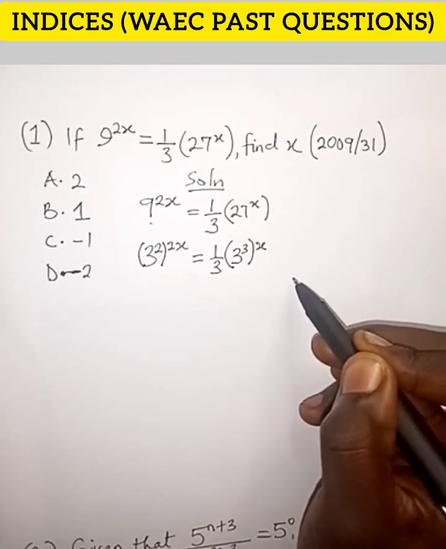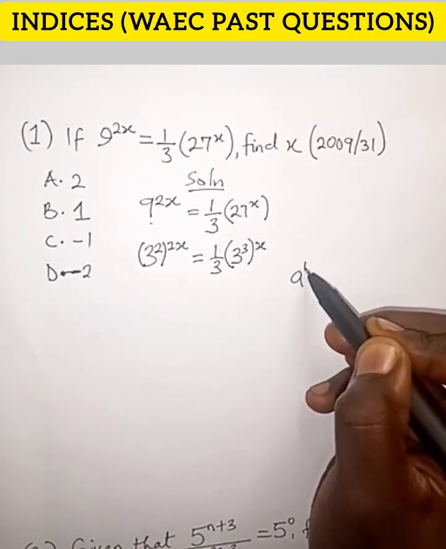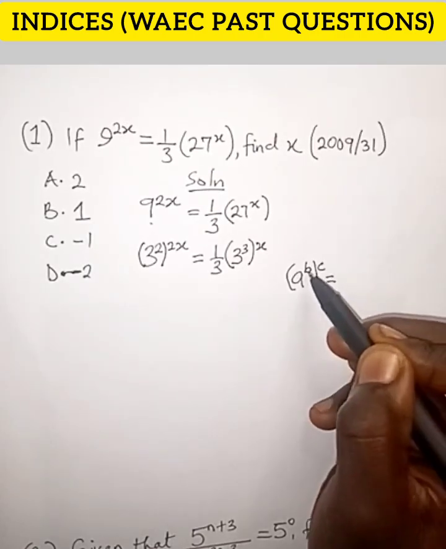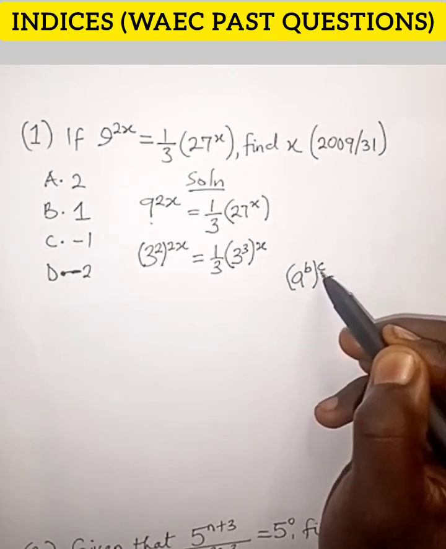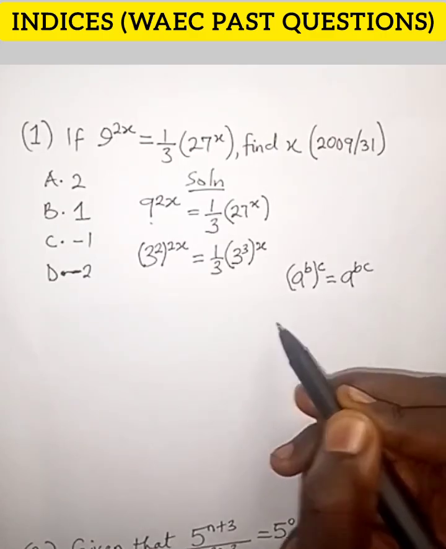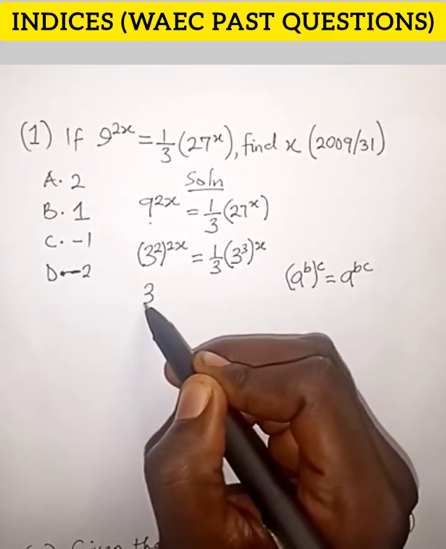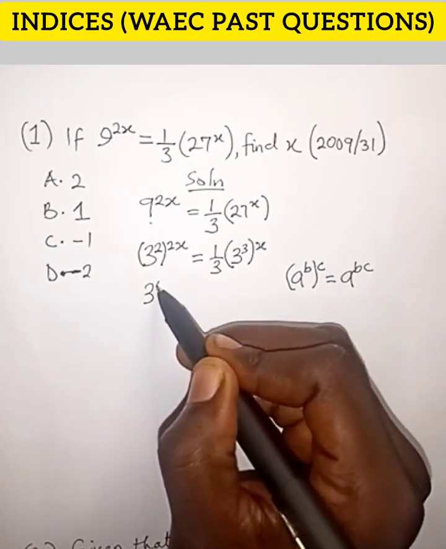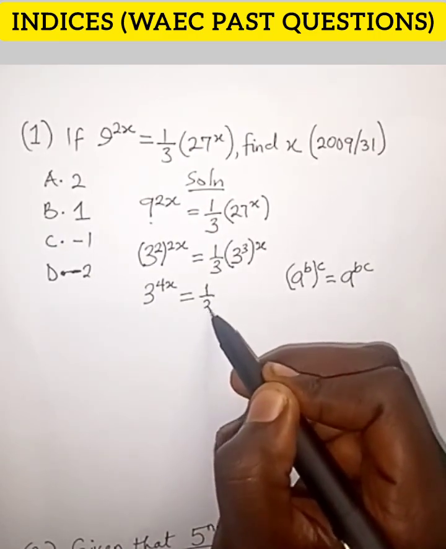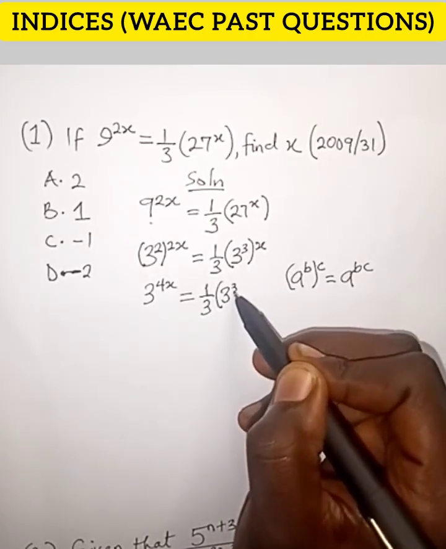Now, when you have a base raised to a power and everything raised to another power, what you do is multiply the powers. So you have a to the b times c. We apply that here, and the same thing here. So we are going to have 2 times 2x, which is 4x, equal to 1 over 3 into 3 times x, you have 3x.